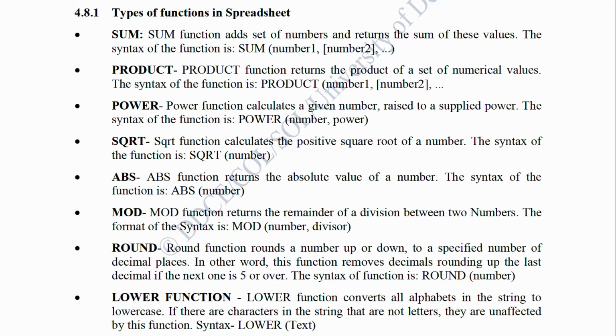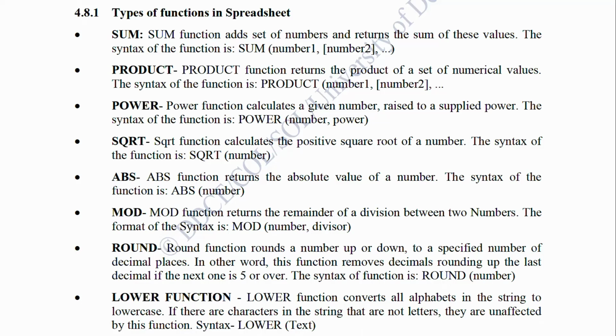Next point, abs. The abs function returns the absolute value of a number. The syntax of the function is abs(number). Next point, mod. The mod function returns the remainder of a division between two numbers. The format of the syntax is mod(number, divisor).